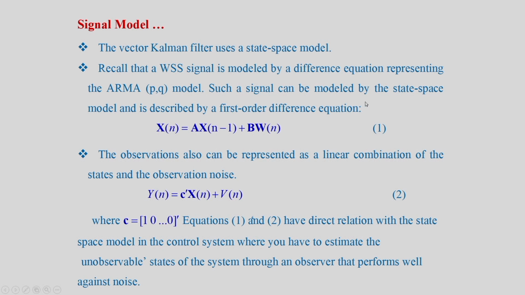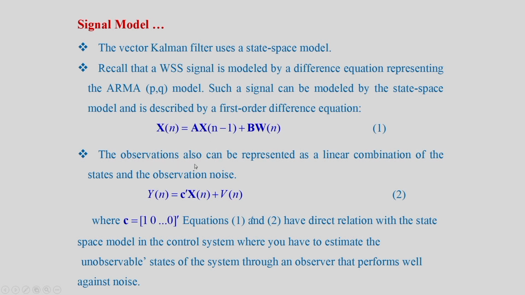Such a signal can be modeled by the state space model and is described in terms of a first order difference equation. Suppose in ARMA(p,q) it was a pth order difference equation, now it will be converted into a first order difference equation in terms of matrices. So, this is the Xn vector equal to A times Xn minus 1 vector plus b times Wn. So, this is the state space model.